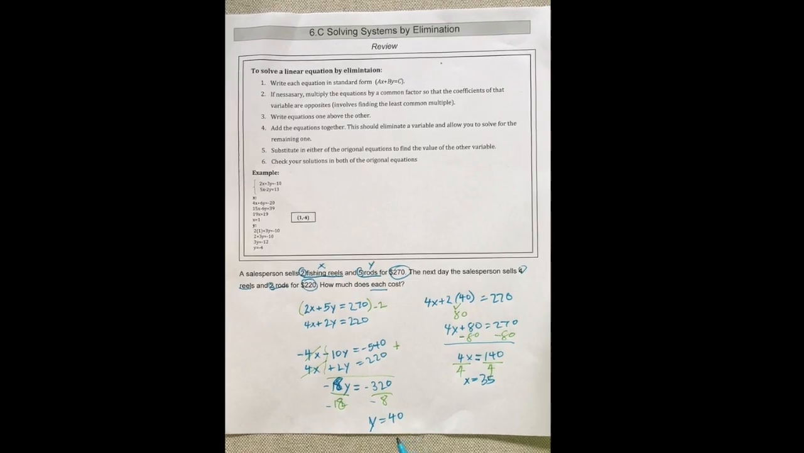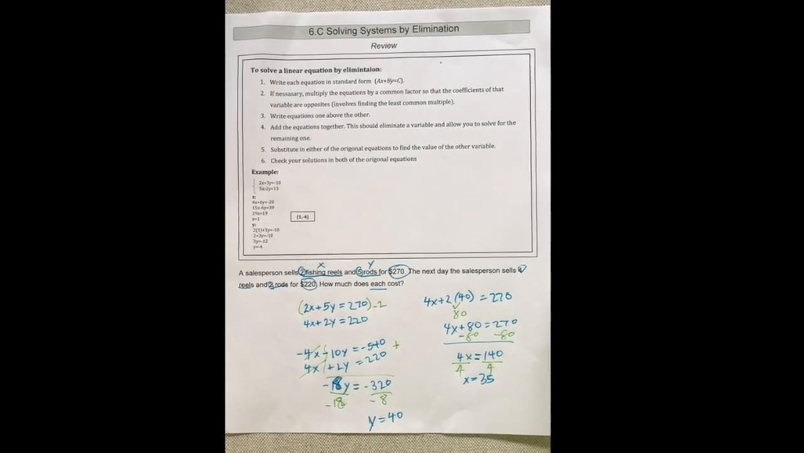Now, normally we could leave it as y equals 40 and x equals 35, but since this is a word problem, we have to leave it in a word answer. So we say that we have $35 per reel and $40 per rod. And that is our answer.